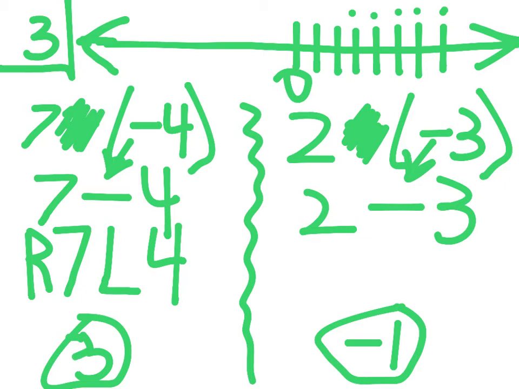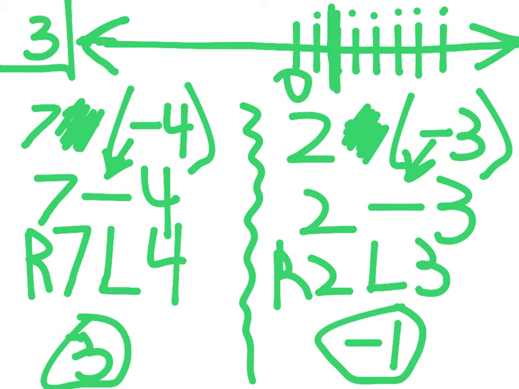All right, the other one, that's a positive 2. So I want to write down R2, and then it says minus 3, so I want to write L3. So I'm going to go right 2, and now I'm here. All right, I'm at positive 2, and then I'm going to go left 3. 1, 2, 3. So where did I end up? Negative 1.